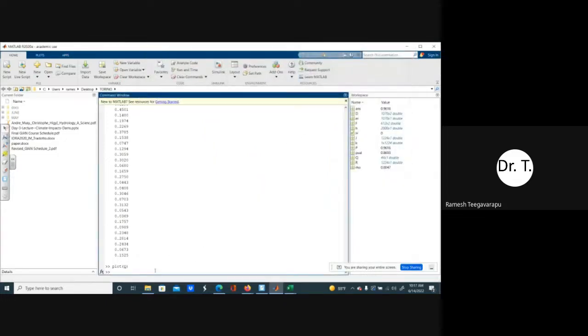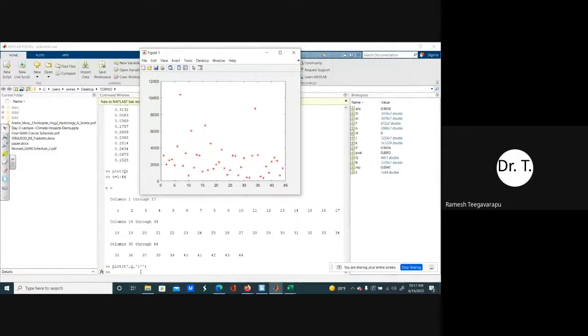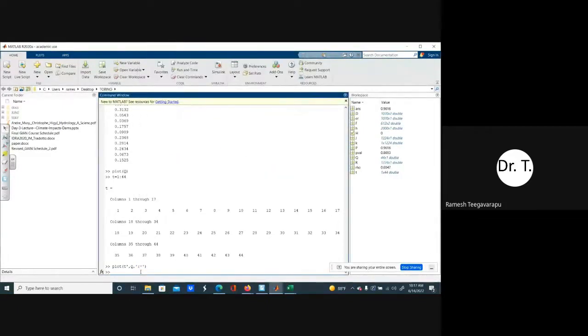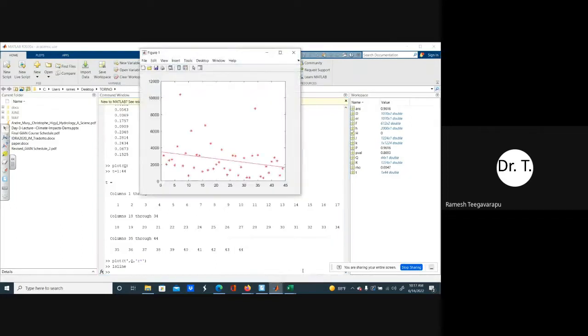So let me create another time variable for it. T equals 1 to 44 values, right? So let me see if I can plot them with respect to time. T comma Q comma R star. Okay, so a red marker. So that indicates a decreasing trend. So let me do an LS line, which also is a parametric line, which tells us there is a trend.